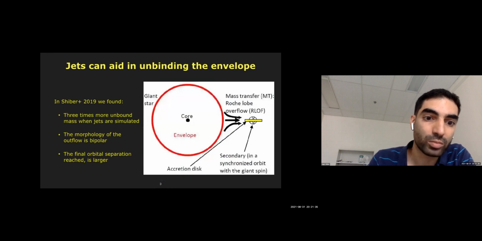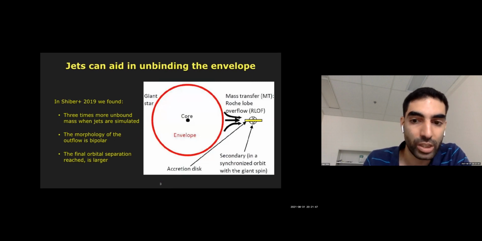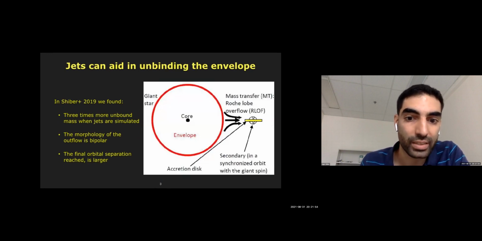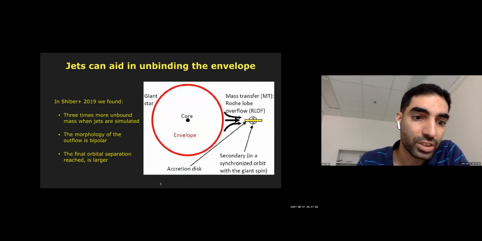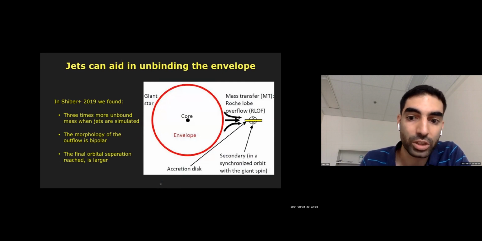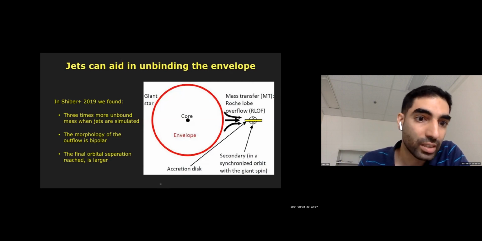In a previous study, we performed three-dimensional common envelope simulations, which included jets. The purpose was to examine whether jets that are launched from the companion can bind a greater fraction of the envelope than was found in many other common envelope simulations, which did not include jets. The gravity of both the companion as a point mass and the primary as a point mass, plus the gravity of the envelope, were included as well. We found that jets can bind 3 times more mass when simulated, and that the outflow is a bipolar shape. But this comes with the cost that the final orbital separation is larger.